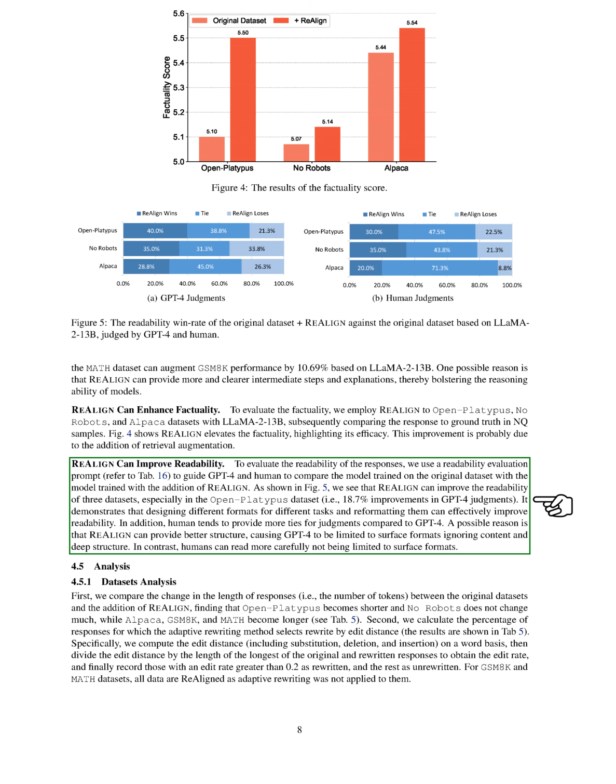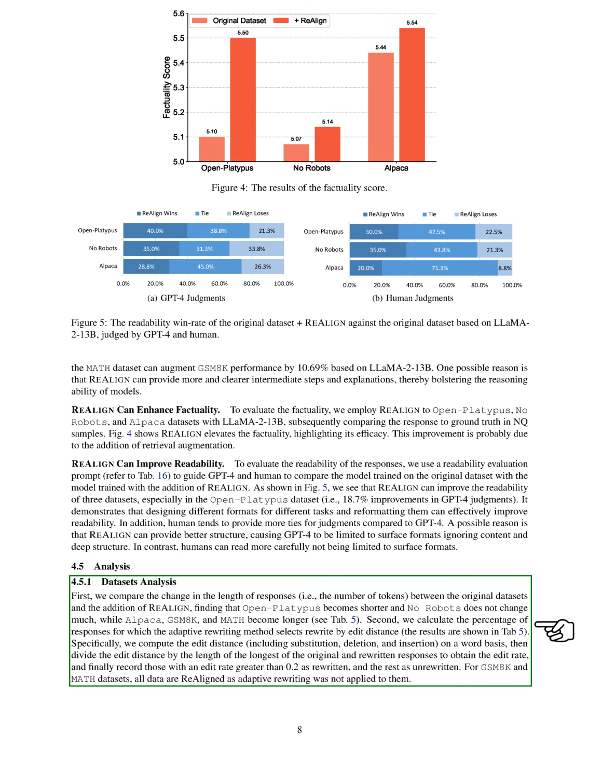In contrast, humans can read more carefully, not being confined to surface formats. We also conducted a dataset analysis, comparing the change in response length, measured in the number of tokens, between the original datasets and those enhanced with REALIGN. We found that responses in the Open Platypus dataset became shorter, while those in the No Robots dataset did not change significantly, and responses in the Alpaca, GSM-8K, and Math datasets became longer.